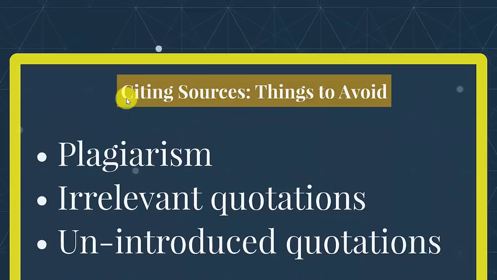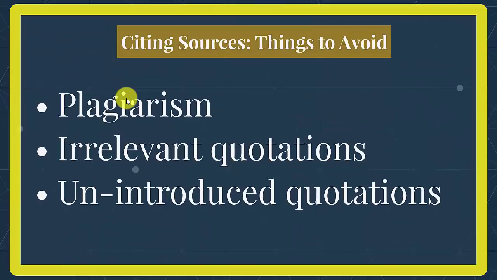So in citing sources, there are some things we should avoid. Avoid plagiarism. It's going to get you into trouble. Avoid irrelevant quotations, quotations that are not relevant to what you are discussing. And you must put one sentence or two before having your quotation. So you should not have unintroduced quotations.